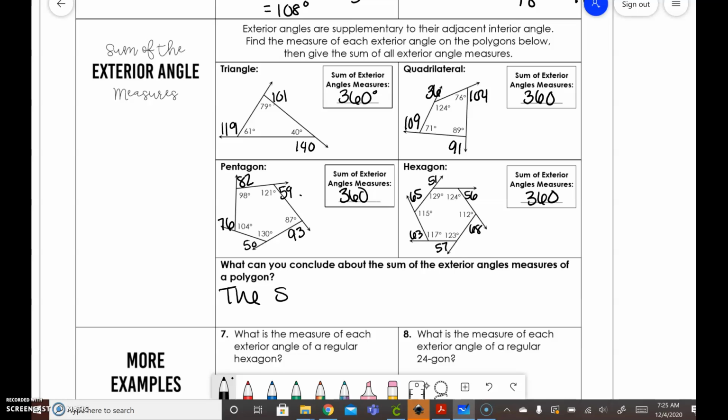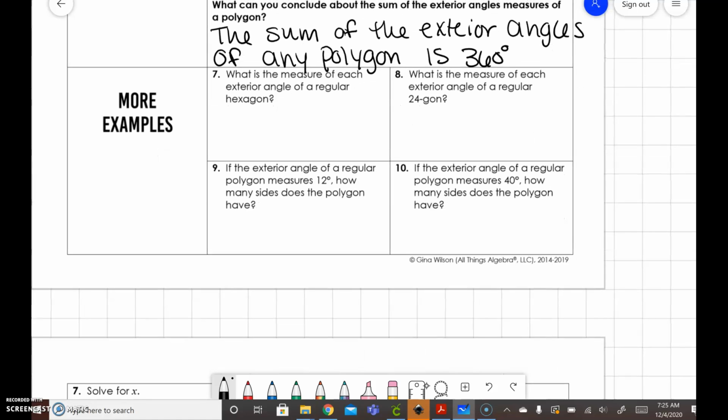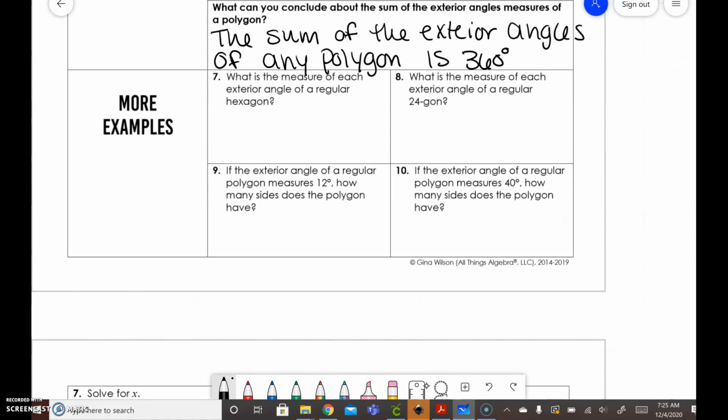So the sum of the exterior angles of a polygon is 360 degrees. So we're going to do a couple problems with these just to get a little bit familiar with them. So what is the measure of each exterior angle of a regular hexagon?